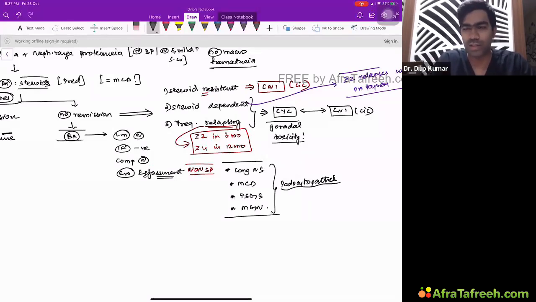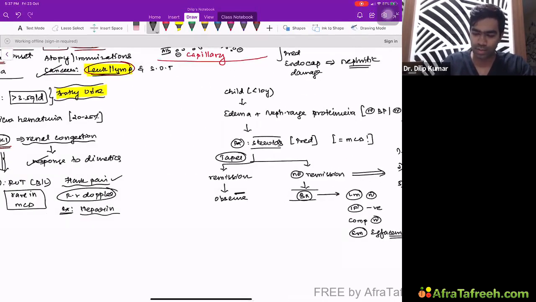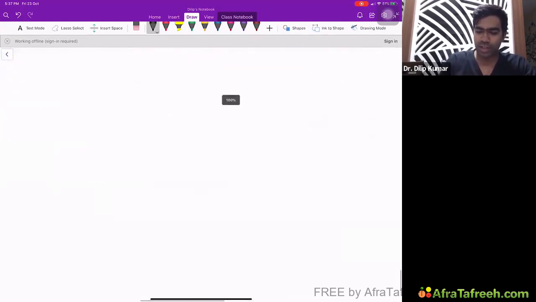While they don't respond itself in the first place, that is steroid resistant type. For steroid resistant, go for calcineurin inhibitors. For steroid dependent, you can go for either cyclophosphamide or calcineurin inhibitors. If you wish to preserve the gonads, go for calcineurin inhibitors. One of the closest differential diagnoses for minimal change disease is going to be congenital nephrotic syndrome, which you have to be very clear about, and sometimes you need to know about that as well. Okay, so these are all about the minimal change disease which you need to know.